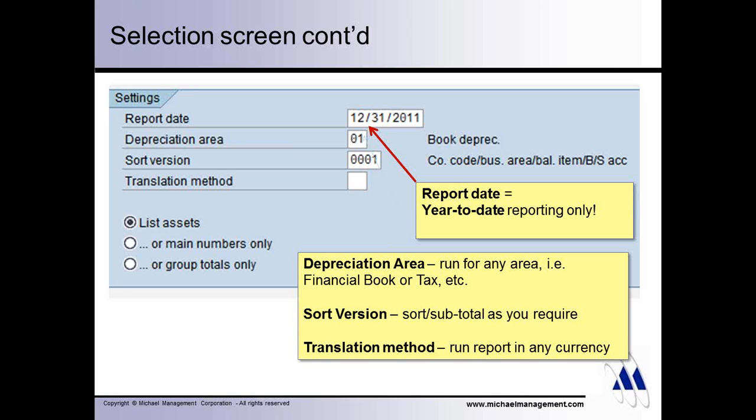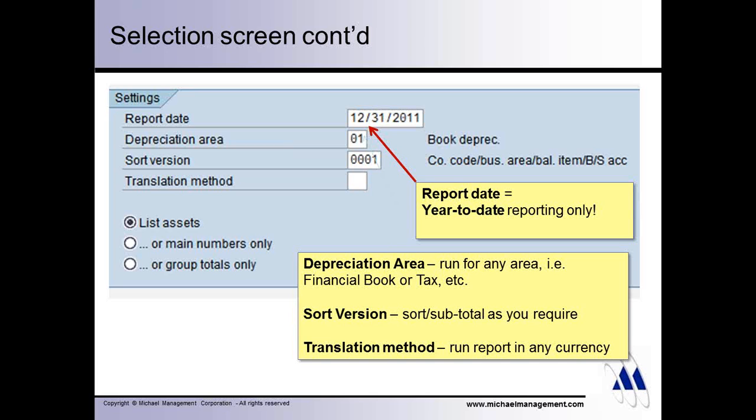And also, and this is an important setting, unfortunately most of the people I work with don't spend enough time selecting a sort version. The sort version is really important because it determines what ultimately your report and your values look like. So, for example, if you want to run the report and you want to have a subtotal for every cost center, well, you need to make sure that you pick a sort version that includes cost center as a subtotal level. So don't always accept that default sort version 001. It's probably not one of the better sort versions. Spend the extra minute and pick the right sort version that you really want.